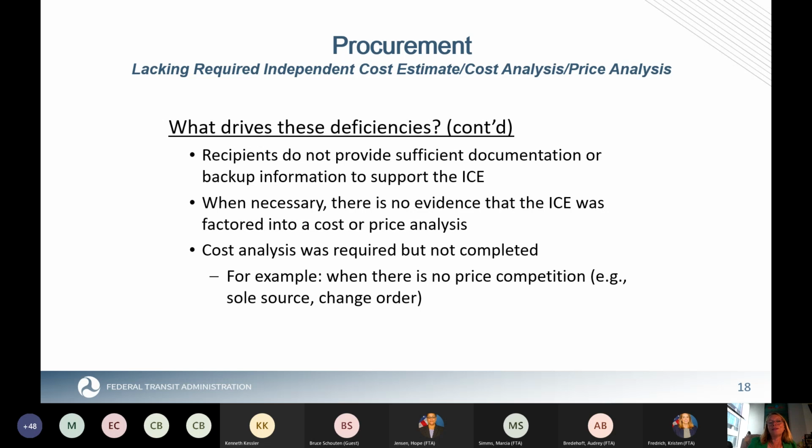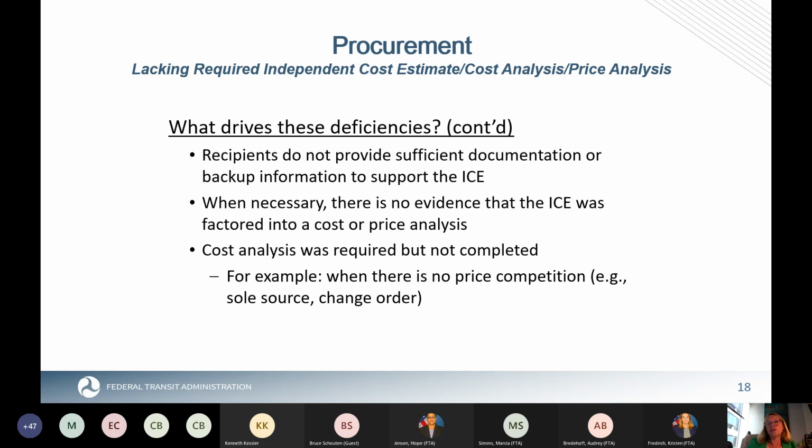There's no evidence that the ICE was factored into a cost or price analysis. Certainly when we do a procurement system review, if your independent cost estimate was much lower or very much higher than the actual prices or bids you got in, then we would expect that there would be some documentation in the file of how you considered, was that price still fair and reasonable? It's not a deficiency if your independent cost estimate was flawed in some way, but FTA would expect that you would examine that and understand what is the difference between the price you expected to get and the price or cost that you actually got.